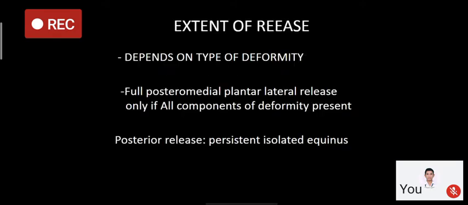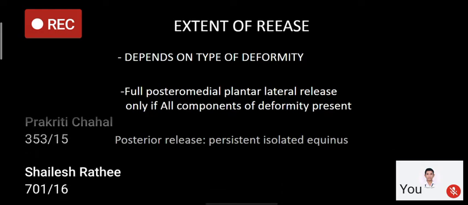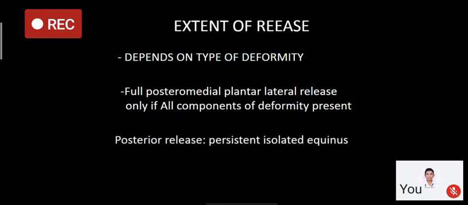In soft tissue release, what is the extent of release? It depends on the type of deformity. If the deformity is equinus, pure equinus, then we have to go for posterior release. Persistent isolated equinus, we go for posterior release, that is, the posterior side is tight, contracted. And for the complete clubfoot, we have to go for posterior as well as medial and plantar release, only if all the components of the deformity are present.